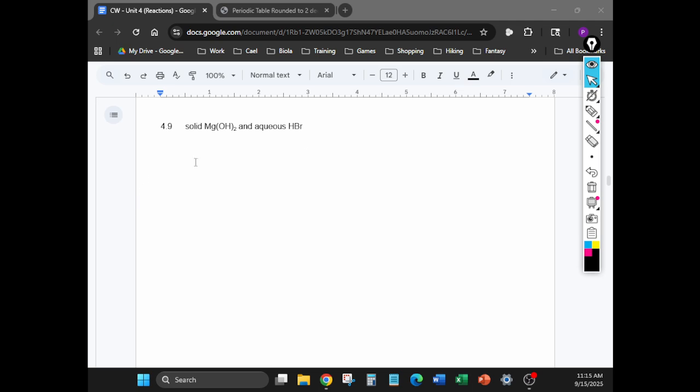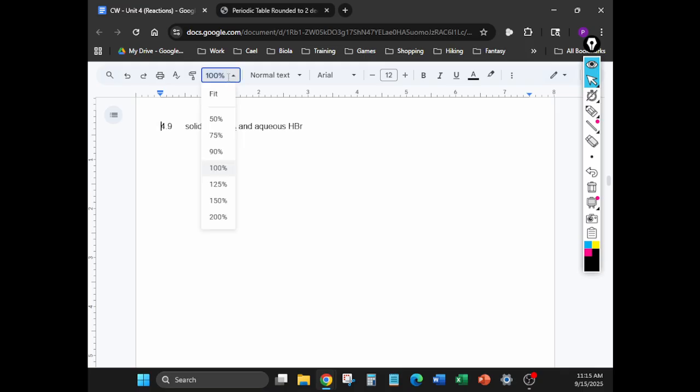I'll have you guys try 4.9 on your own. I want you to just write the neutralization reaction, and then I'll give you further instructions later. But try to write the neutralization reaction for this problem right here.